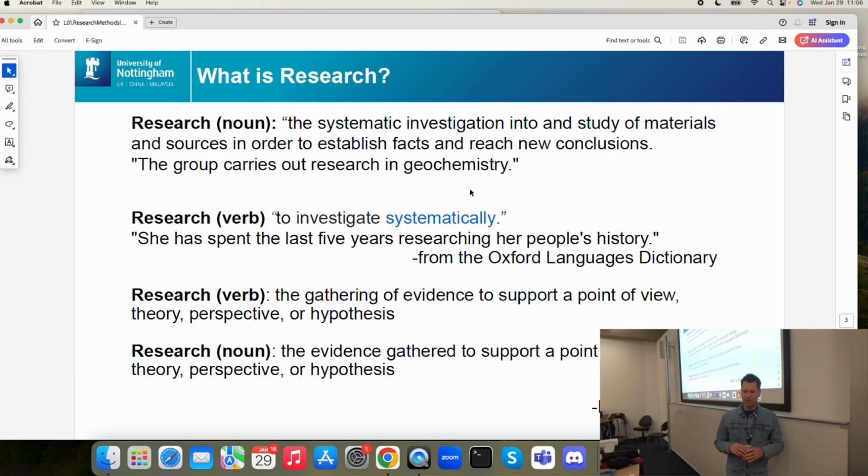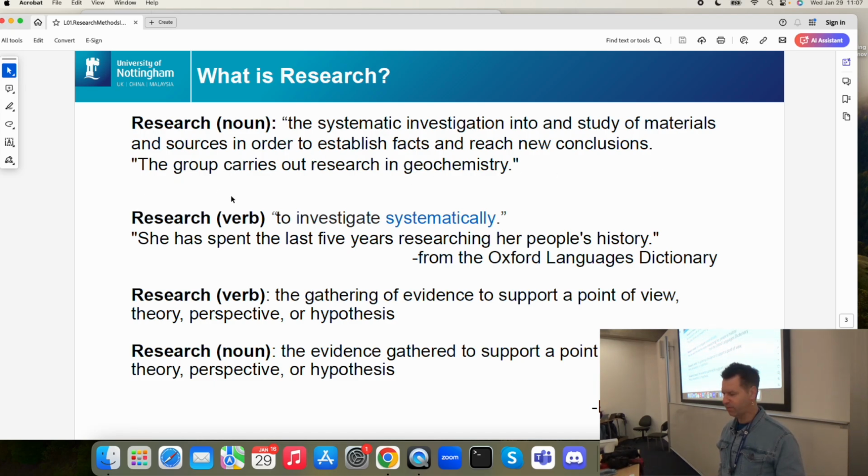So let's start off with a very fundamental question. What is research? You might have heard this term, but we're going to actually define it today. We're going to give it a black and white-ish definition. If we look up the word research in the dictionary, this is what we find: the systematic investigation into and study of materials and sources in order to establish facts and reach new conclusions. The group carries out research in geochemistry, as an example.